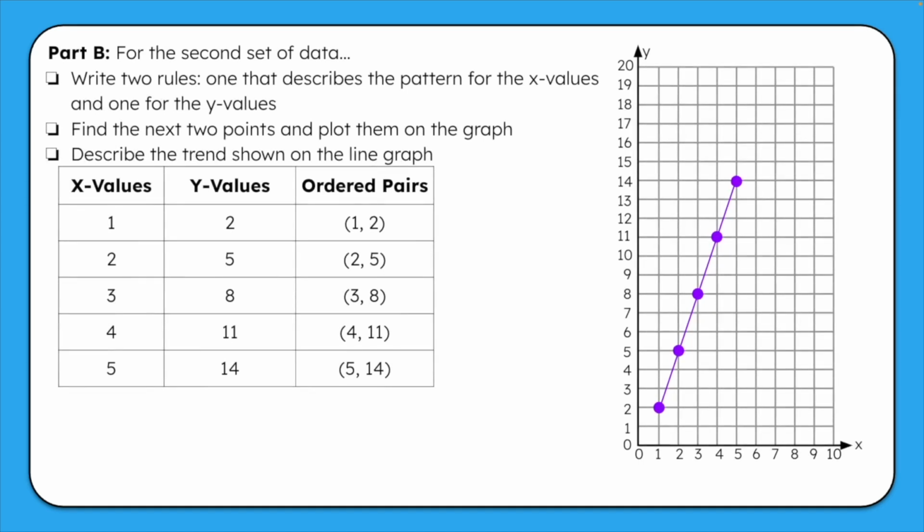Now, we'll review Part B. We're first asked to write 2 rules for this dataset, one for the x values and one for the y values.